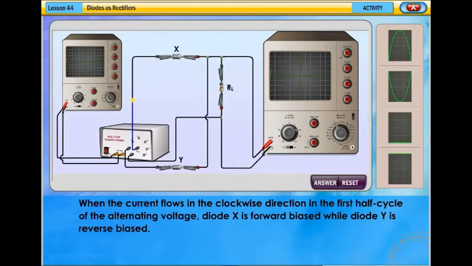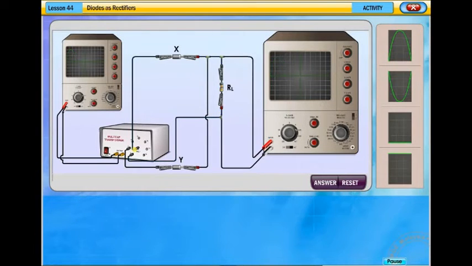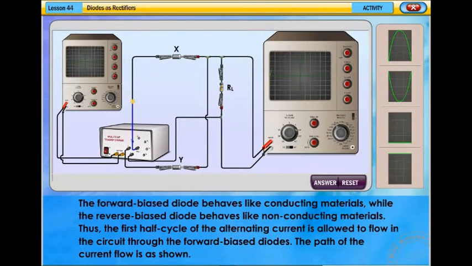When the current flows in the clockwise direction in the first half cycle of the alternating voltage, diode X is forward biased while diode Y is reverse biased. The forward biased diode behaves like conducting materials, while the reverse biased diode behaves like non-conducting materials. Thus, the first half cycle of the alternating current is allowed to flow in the circuit through the forward biased diodes. The path of the current flow is as shown.